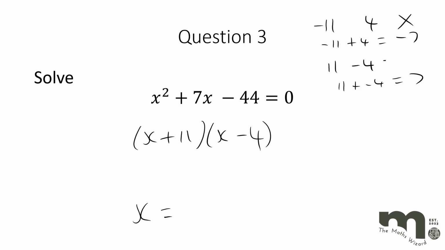Now we've got to make each bracket equal to 0. So remember, we've got add 11 here, so minus 11 add 11 will equal 0. And then here we've got 4 take away 4 to make 0 in that second bracket. So x will be minus 11 or positive 4 in this final example.